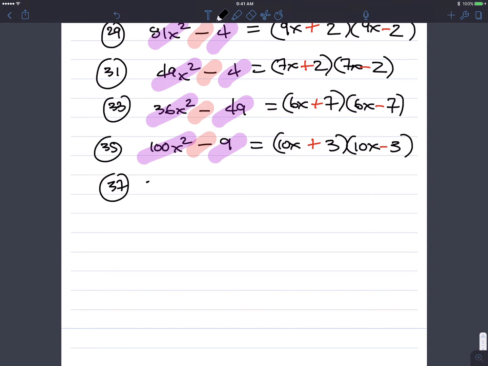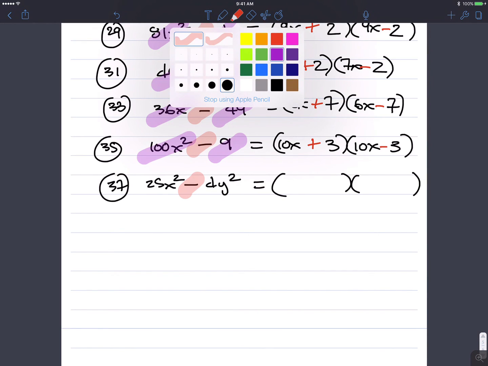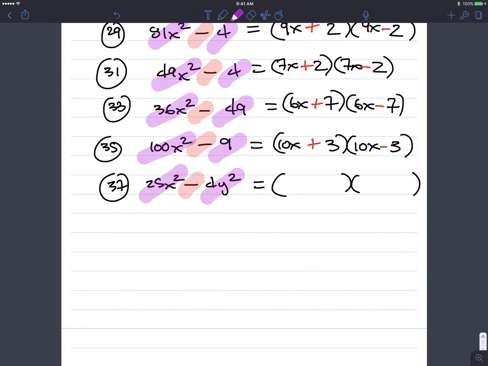37, we have 25x squared minus 4y squared. Here we go. Again, we have a difference. Perfect square. Perfect square. So 25x squared, what's the base? 5x. Okay. For 4y squared, what's your base? 2y. Signs are plus and minus.